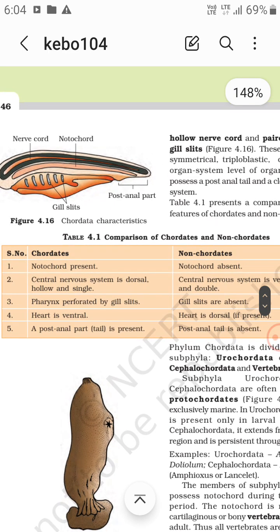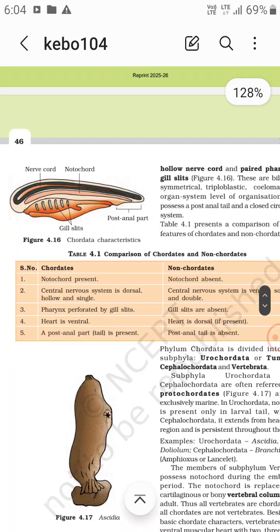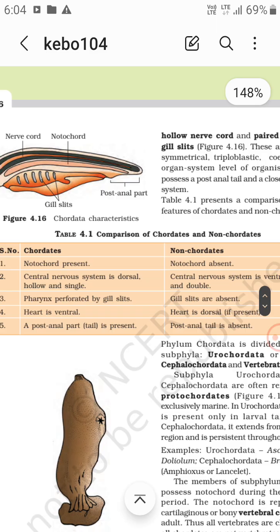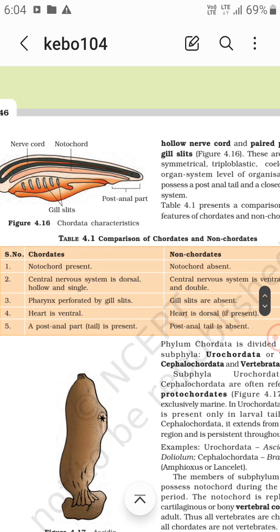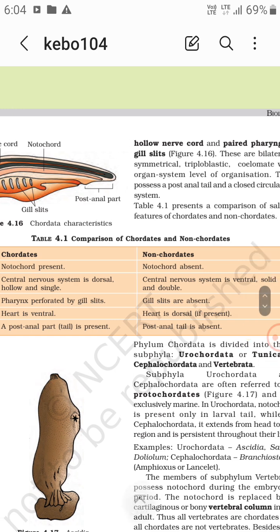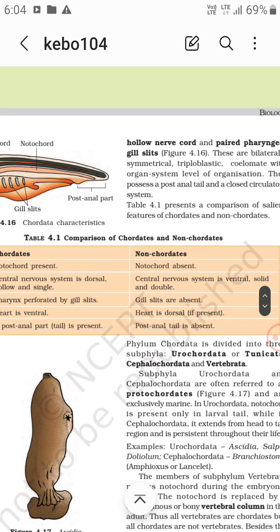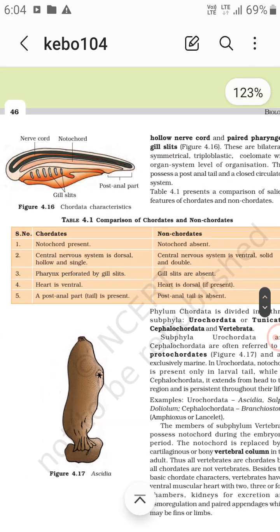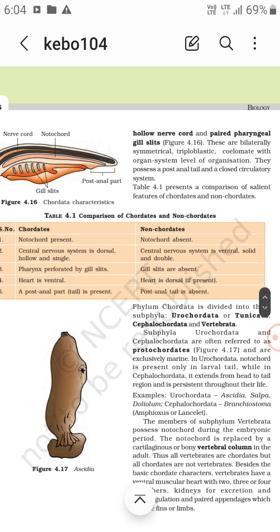Now comparison of chordates and non-chordates. Chordates have notochord. Non-chordates do not have notochord. So notochord is present, notochord is absent. Central nervous system, that is nerve cord, is dorsal, hollow and single, while in non-chordates it is ventral, solid and double. Now pharynx perforated by gill slits is present in chordates, but gill slits are absent in non-chordates.